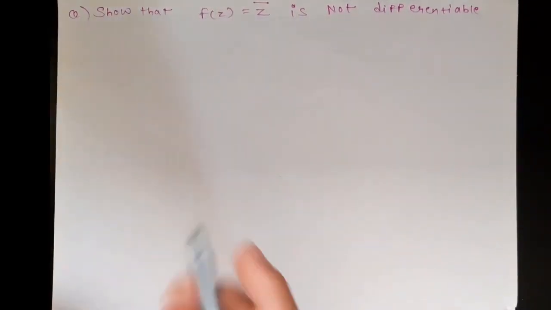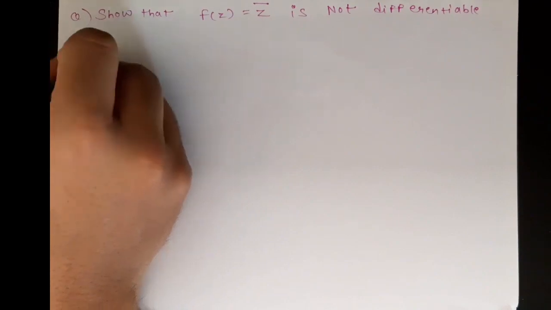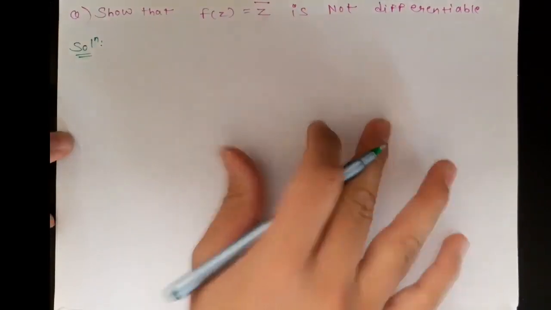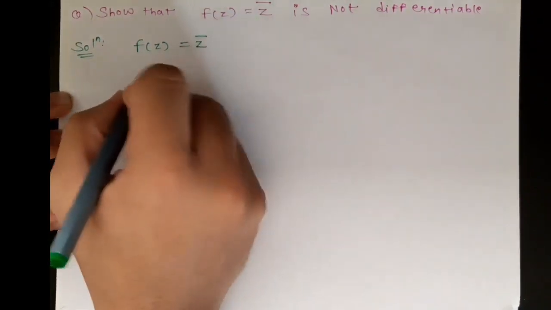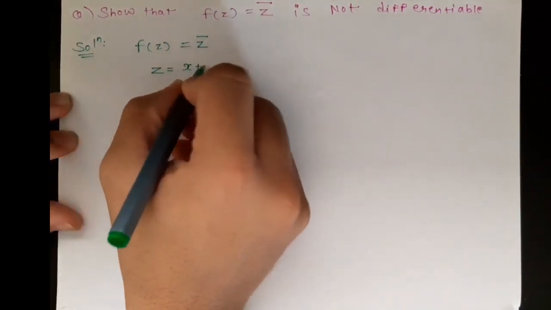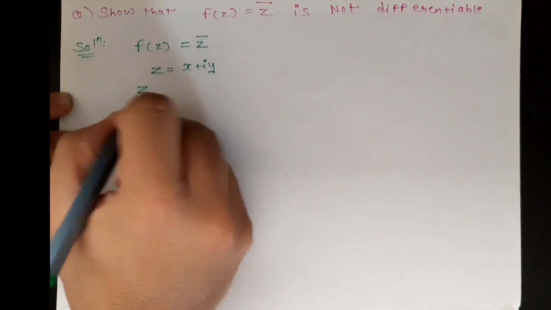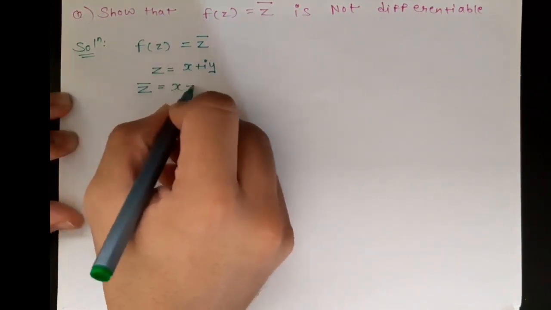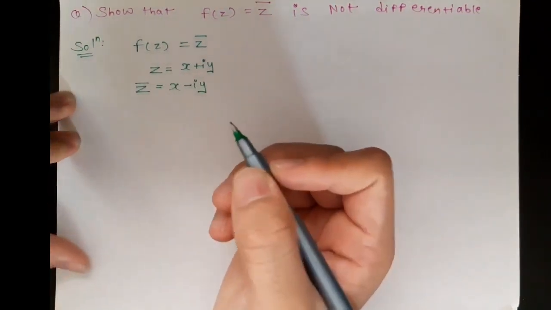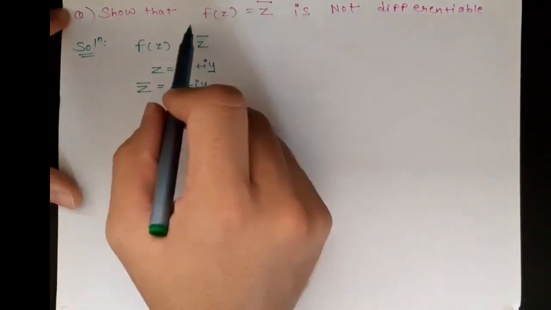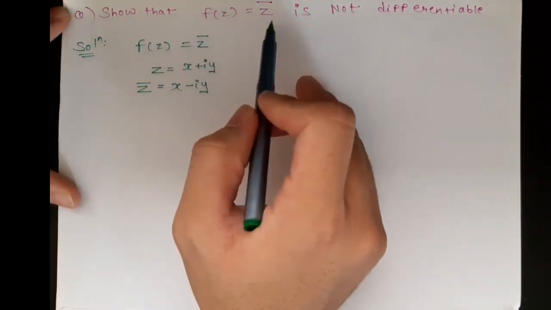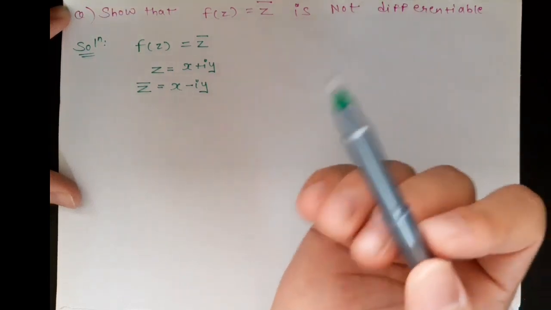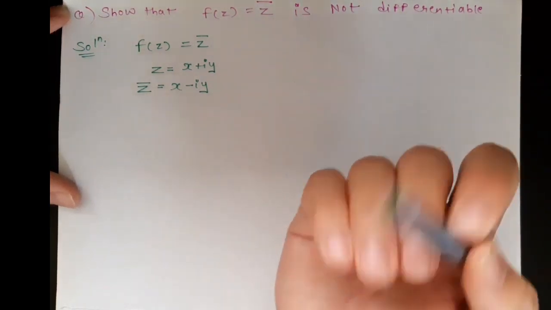So now we will move towards the solution. Here it is given that f of z equals to z bar. Now as we know that z is equals to x plus iy, and z bar can be written as x minus iy. Here also it is not mentioned at which point we have to prove that the function f of z is equals to z bar is not differentiable. So we can use the definition formula for differentiability.